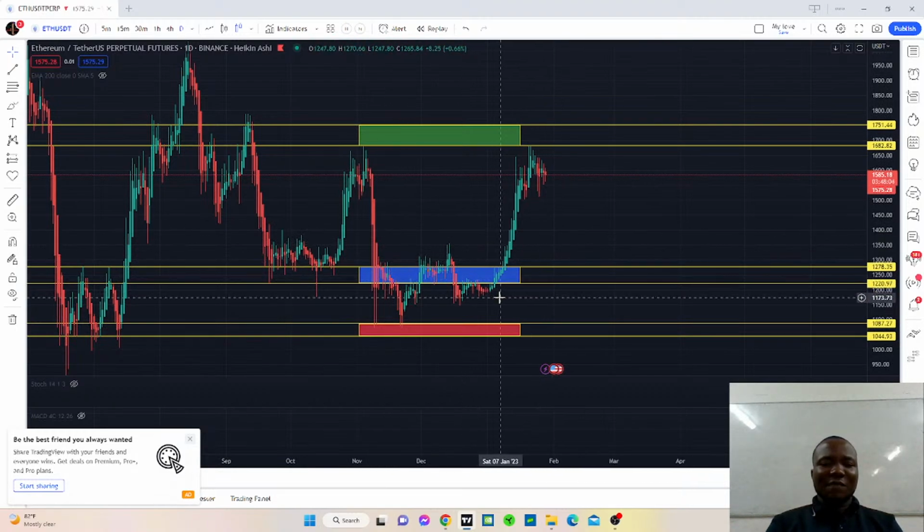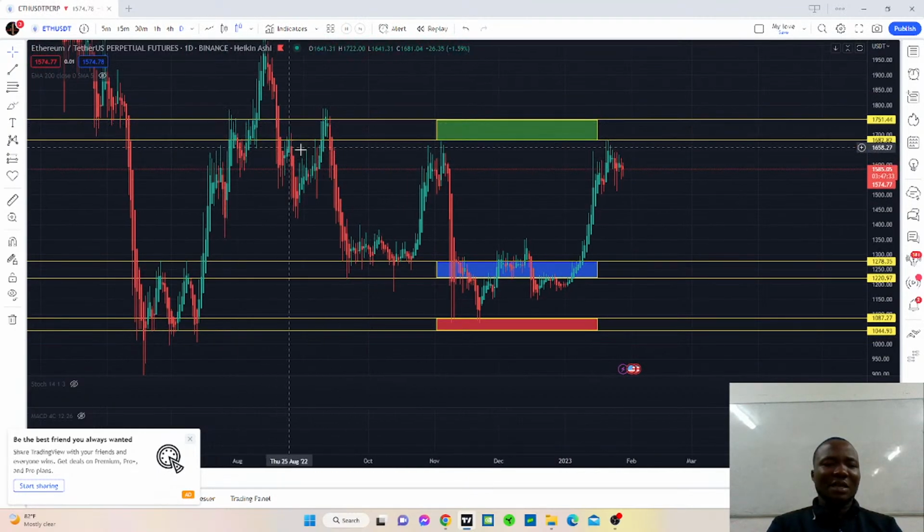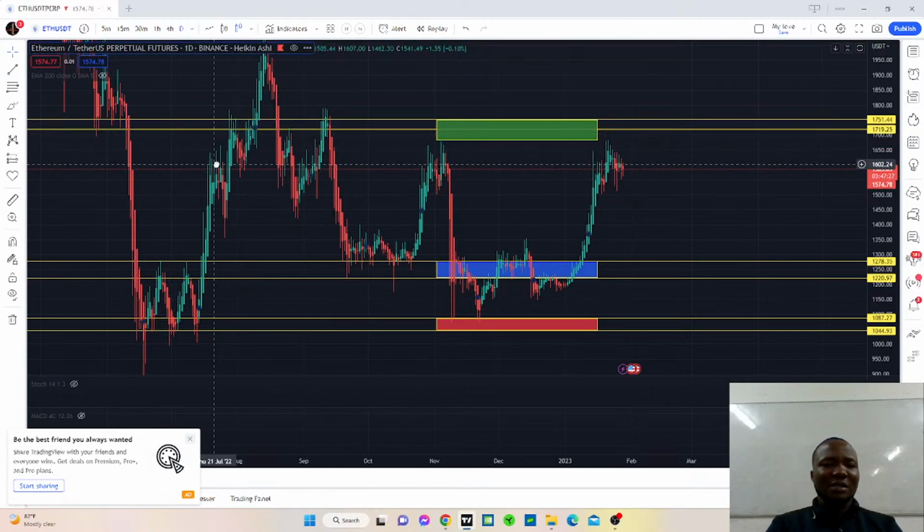As you guys can see, there was a very strong demand at this zone. This was where liquidity lies. Once it triggered the point of liquidity and it was mitigated, the price shoots up, touching this resistance zone. As you can see here, it has been resisted here, resisted here, resisted here, and support here.